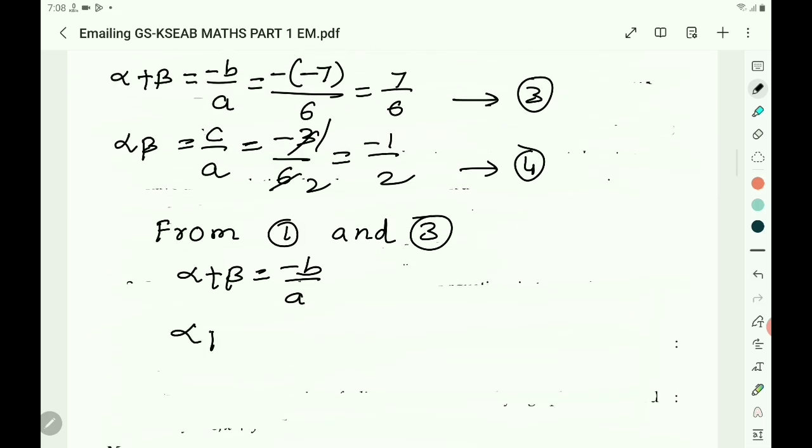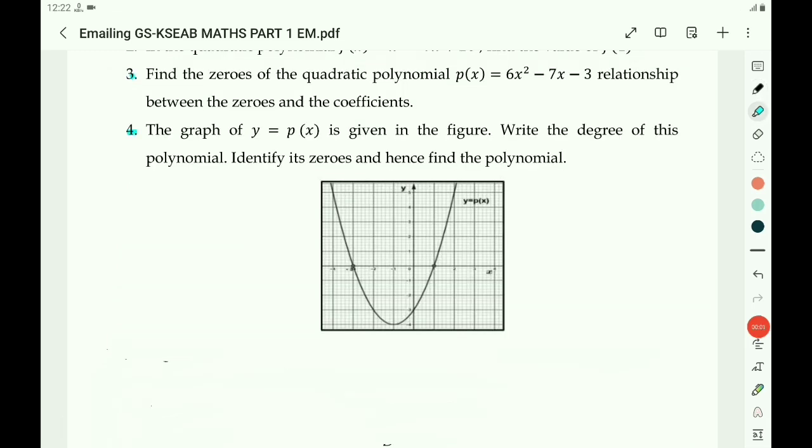Alpha beta is equals to c by a. Number 4. The graph of y equals p of x is given in the figure. Write the degree of this polynomial, identify its zeros and hence find the polynomial.